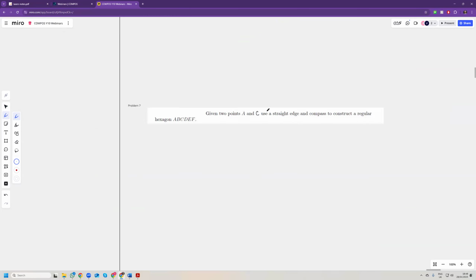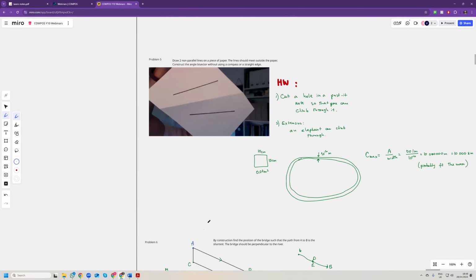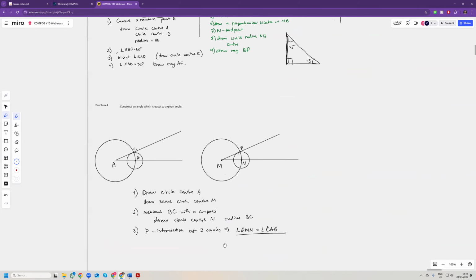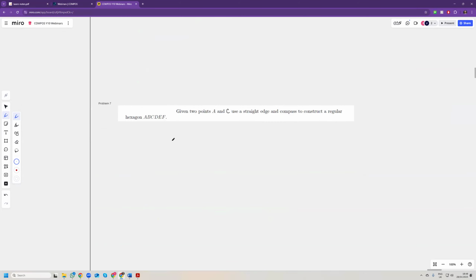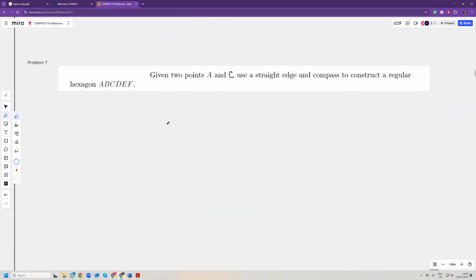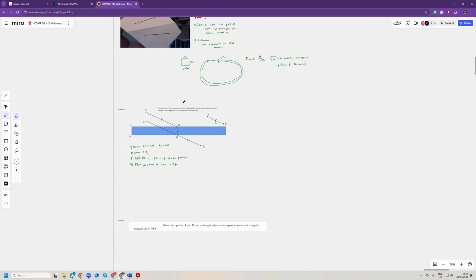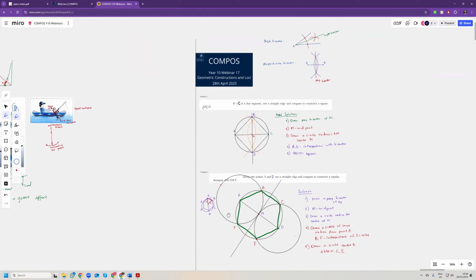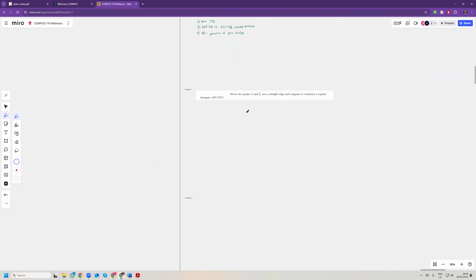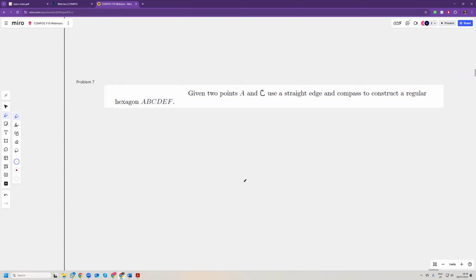And final problem 7. Ooh, we've done very, very quickly. We'll probably finish at 7. Given 2 points A and C, use straight edge and compass to construct a regular hexagon. So this is the same problem as problem 2, was it? Yeah, problem 2, except now A and C are not the diameter and they're not adjacent points either.